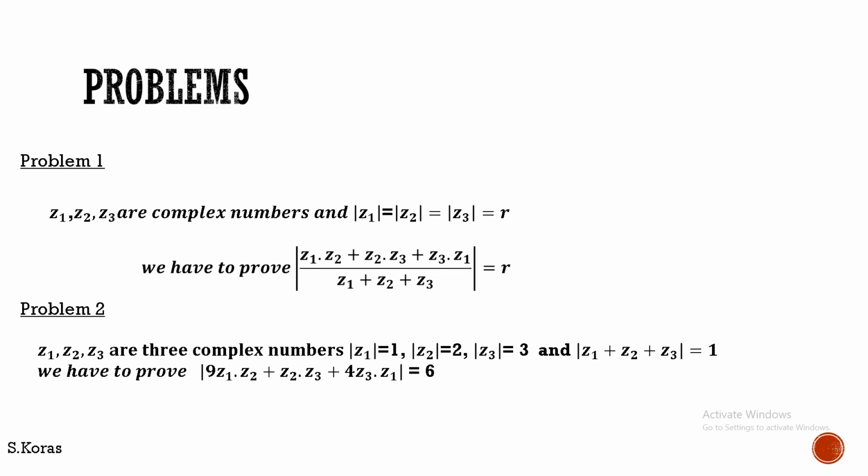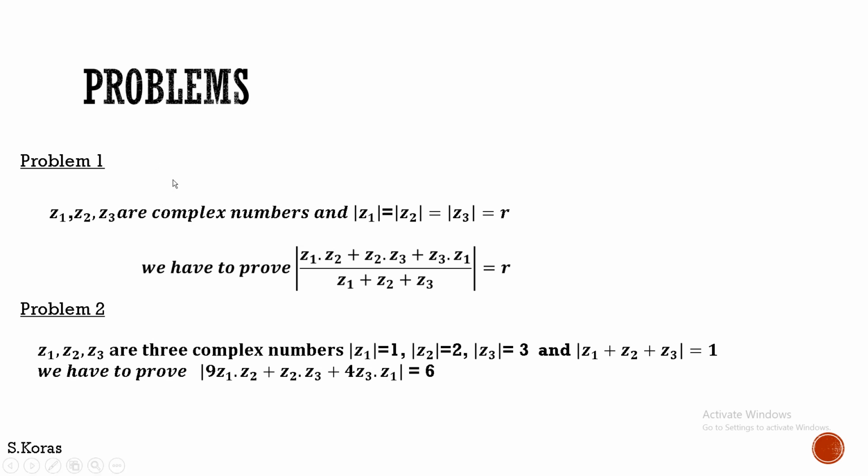In the first problem, we have three complex numbers whose modulus values are equal to one another, and they're asking us to prove the above. In the second problem also, they are giving three complex numbers but with different modulus values. Along with it, they are giving us one more clue, that the sum of the three complex numbers' modulus is equal to 1, and they are asking us to prove the following thing. We are going to discuss all these things.